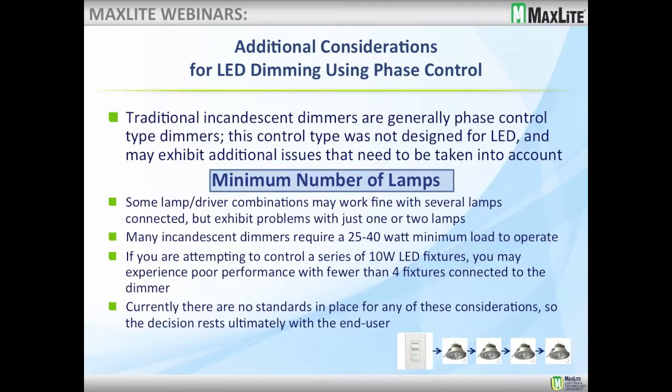Another thing is the number of lamps. This one confuses and confounds people all over the place. Some dimmers will require an actual minimum load to operate. So you could put 1 or 2 lamps on the circuit and they don't work at all. Add a third lamp and all of a sudden it works great.